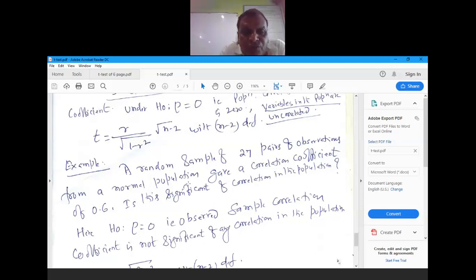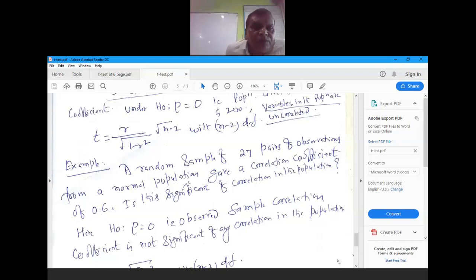So the meaning of rho is equal to 0 means observed sample correlation coefficient is not significant of any correlation in the population. So you have to remember this statement. Rho equal to 0 means the variables in the populations are uncorrelated. That is, observed sample correlation coefficient is not significant of any correlation in the population.